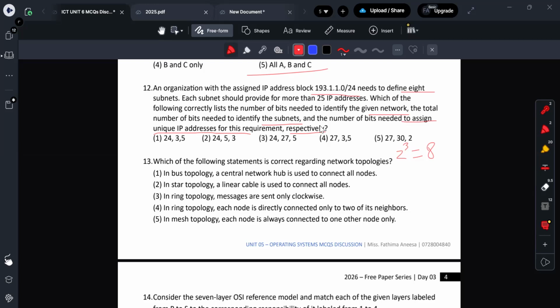This is the total number of bits needed to identify the network, the prefix length, right? So 27 means 24, the CIDR notation, plus 3, which is the subnet bits. You will get the answer as 27. Okay, so that is the first one they have asked. Second, they have asked the number of bits to identify the subnet. We found that first, that is 3. And the bits needed to assign unique IP addresses for this requirement.